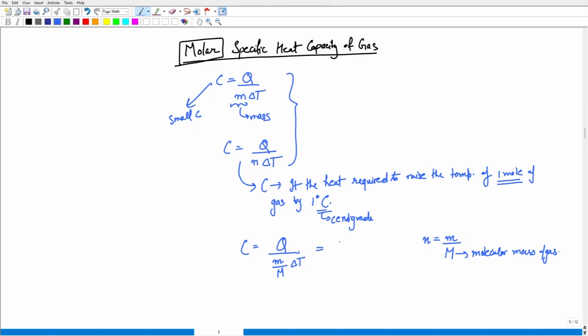So it is m into Q by M delta T. And I already told you what this is. It is nothing but small c. So capital C is m times small c. So capital C is in terms of moles, that is molar, or I can write molar specific heat capacity.